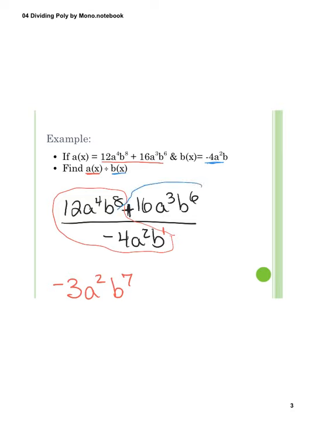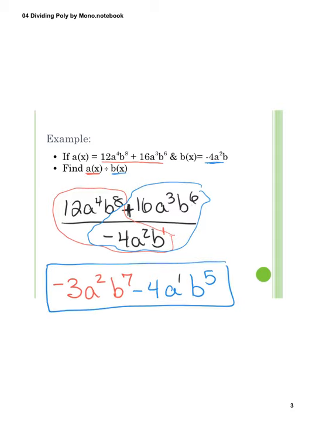Then I'm going to divide these. 16 divided by negative 4 is negative 4. 3 minus 2, looking at the a's, is a. Again, if you want to, you can put the 1 there, but you do not need to. And 6 minus 1 on the b's, that's 5. This is my answer.